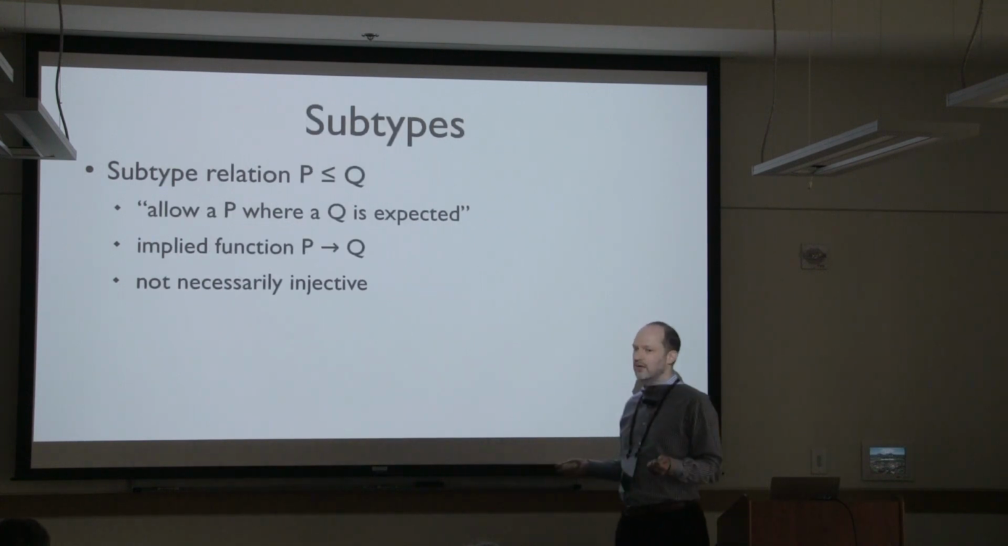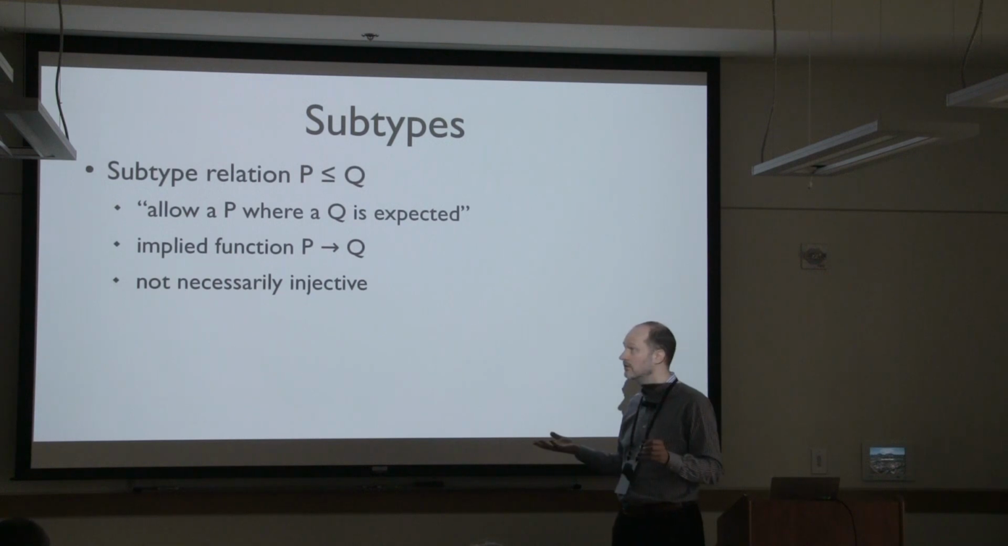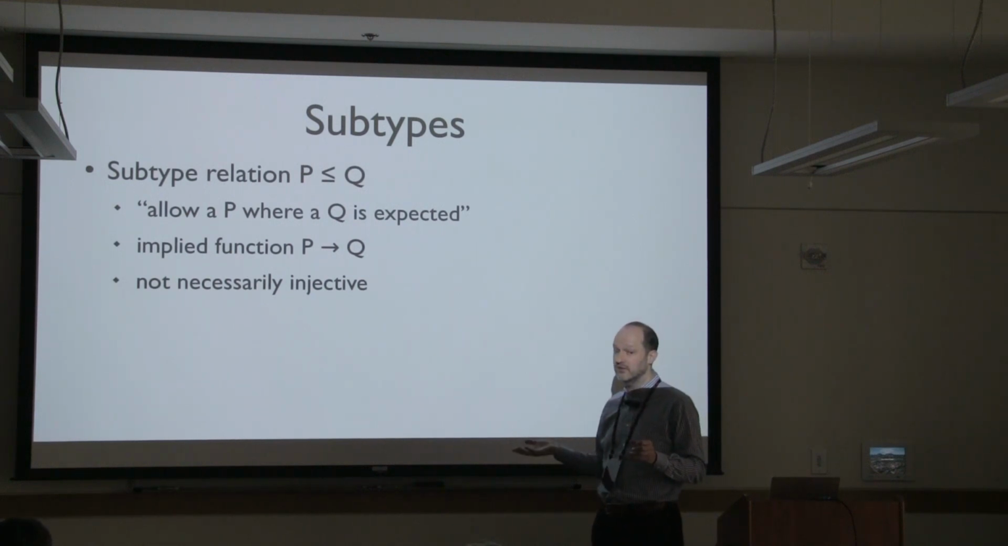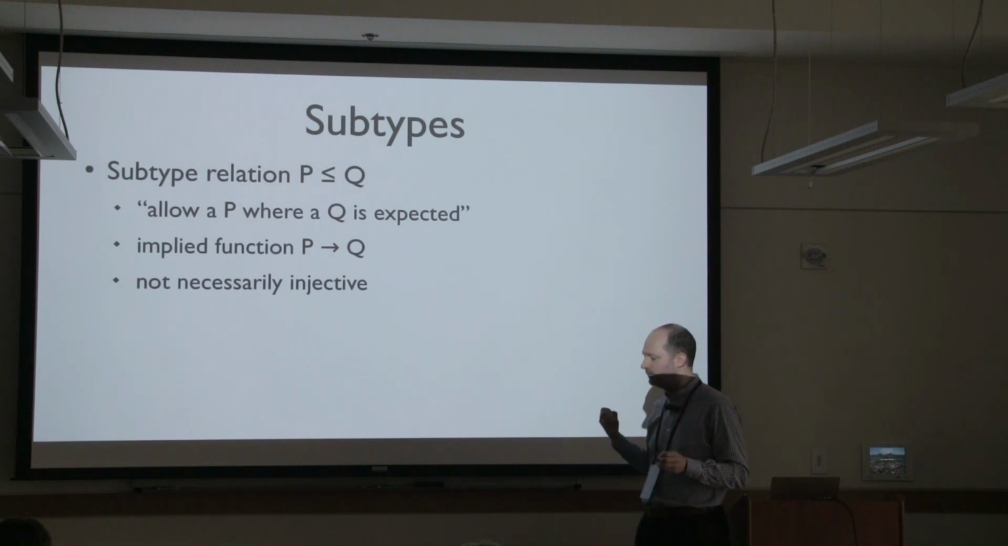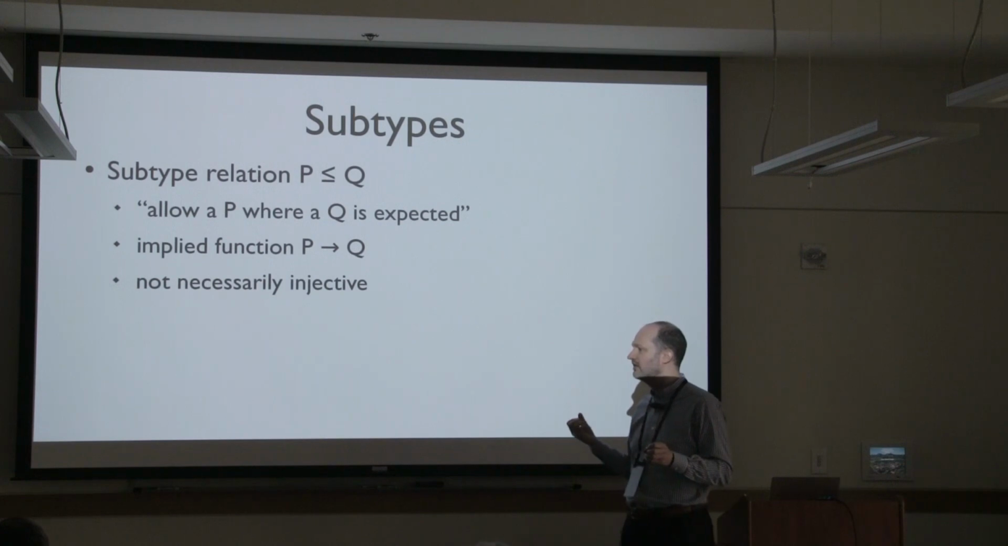So what is a subtype? It's a relationship between two types. We say P is a subtype of Q. It just means every P is a Q. Or alternatively, allow a P where a Q is expected. And of course, if you're familiar with any of those class-based languages like Java or C++, then you already know about subtyping, right? Every derived class is a subtype of its base class.